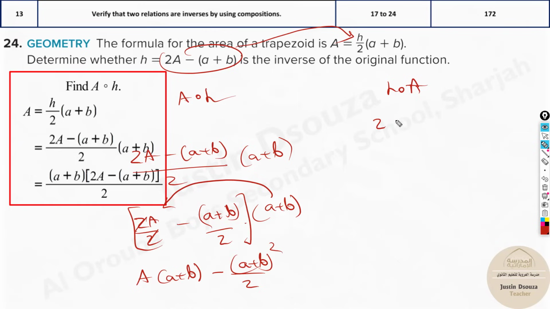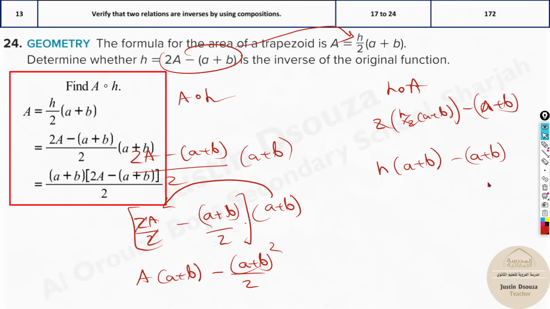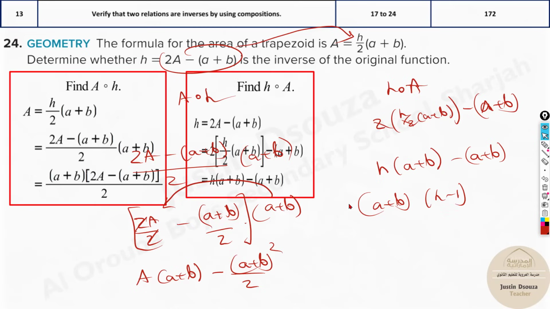So it's going to be 2 times, instead of a, put h by 2 times (a plus b) minus (a plus b). This is it. Now multiply this 2 inside, this cancels off. You are remaining with h times (a plus b) minus (a plus b). Now you can take h(a plus b) outside and you get (a plus b) outside will be h minus 1, but still this is not the inverse of each other.